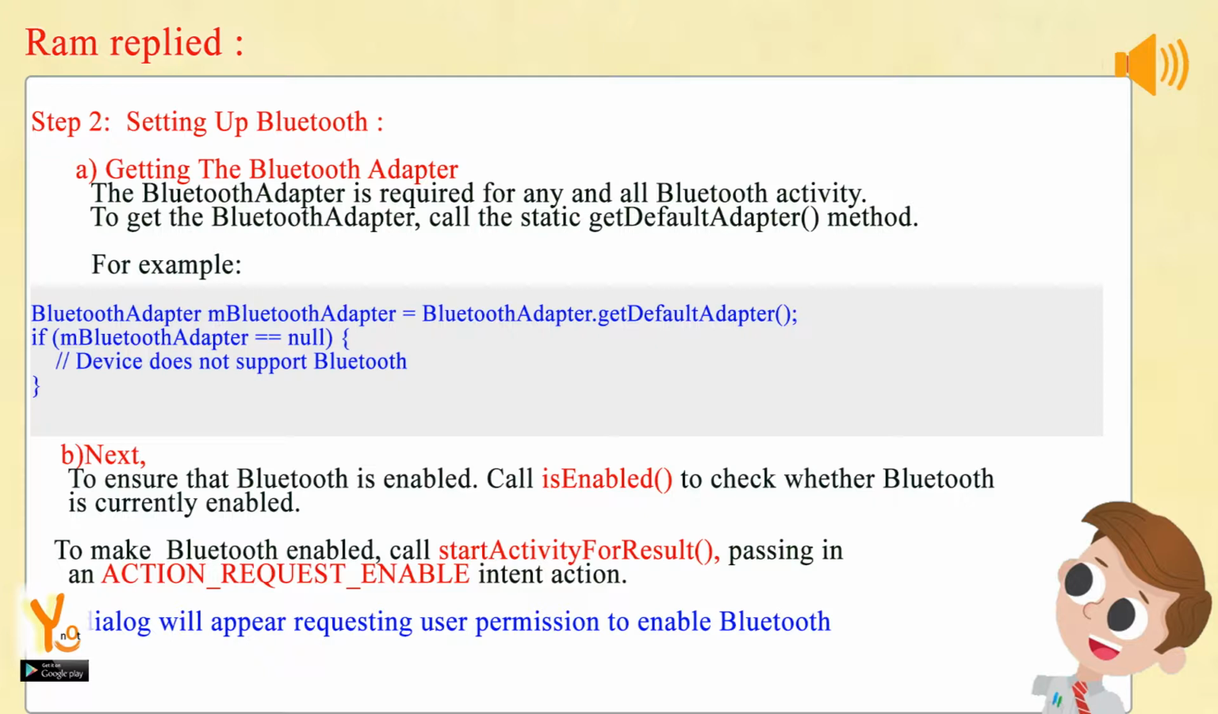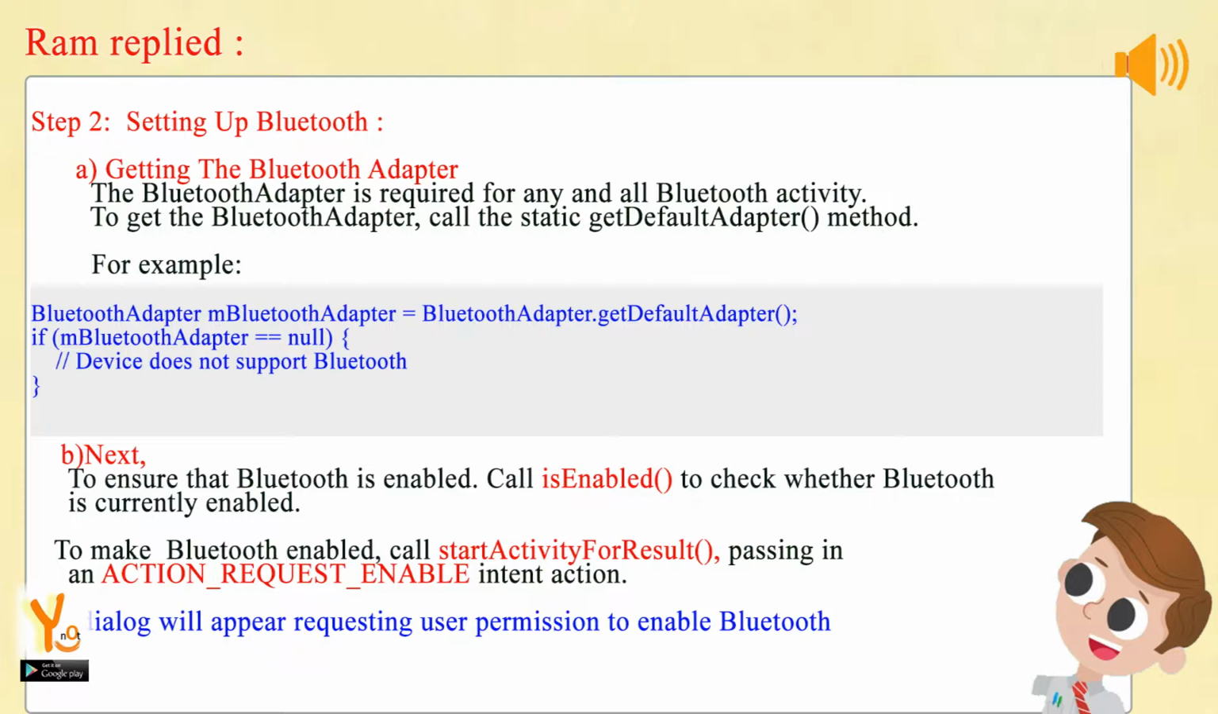Step 2: Setting up Bluetooth. First, getting the Bluetooth adapter. The Bluetooth adapter is required for any and all Bluetooth activity. To get the Bluetooth adapter, call the static getDefaultAdapter method. Example is given below. Next, to ensure that Bluetooth is enabled, call isEnabled to check whether Bluetooth is currently enabled.